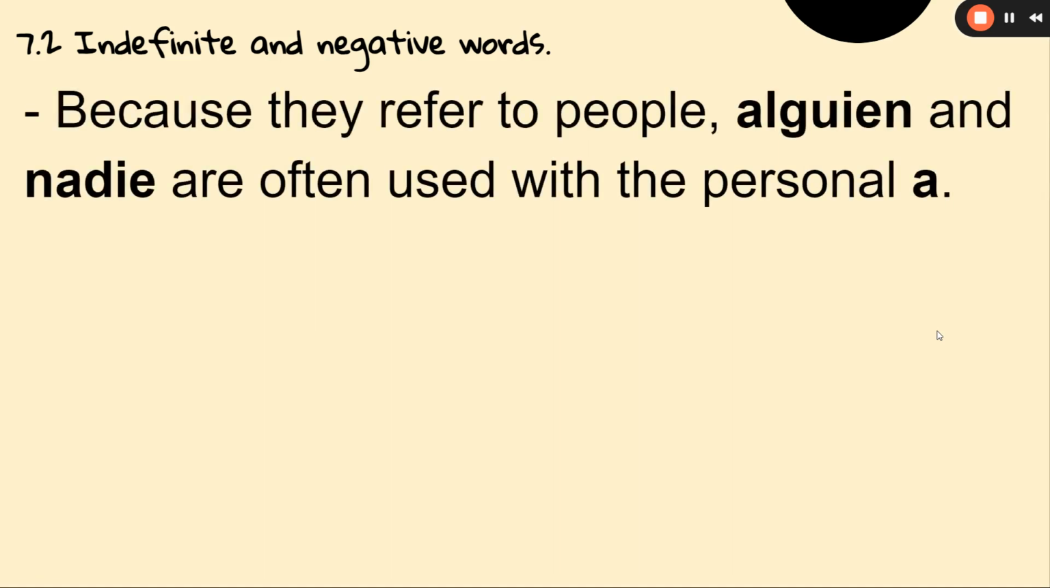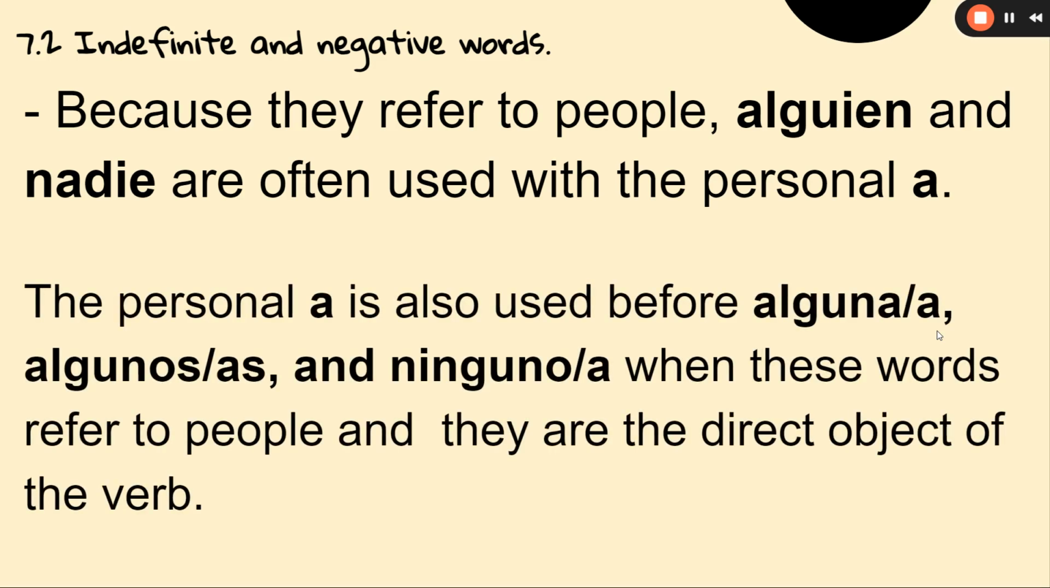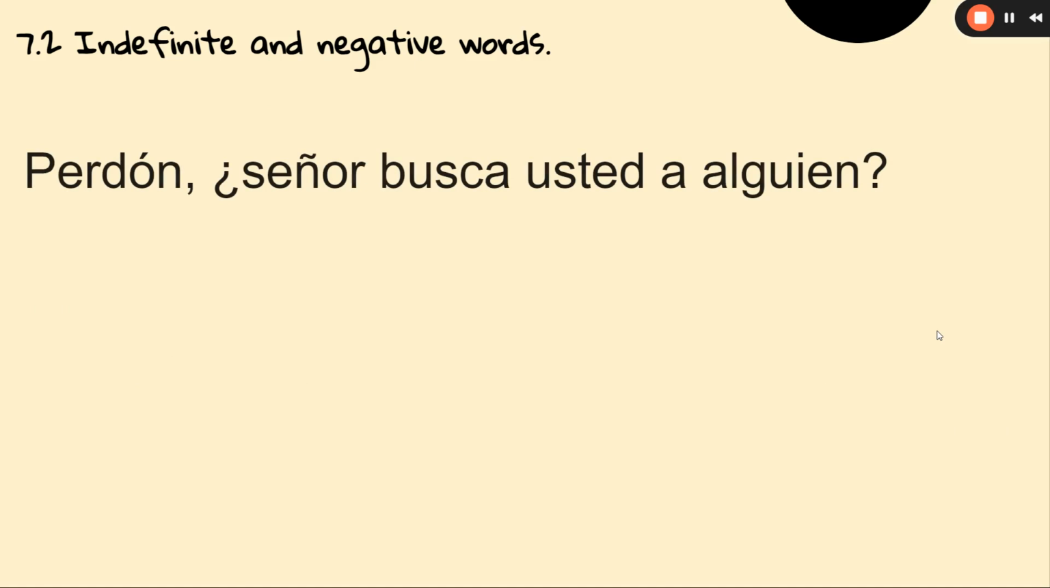Okay? Because they refer to people, alguien and nadie are often used with a personal a. If nadie is after the verb. If it's before the verb, it doesn't do that. The personal a is also used before alguna, algunos, ninguno, when the words refer to people and they are direct objects of the verb. Okay?